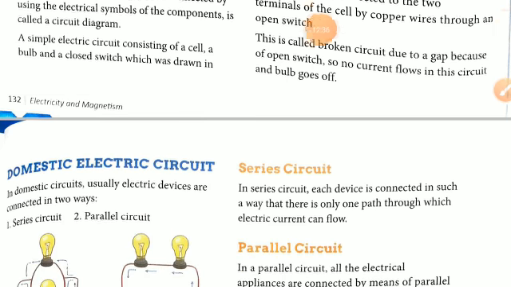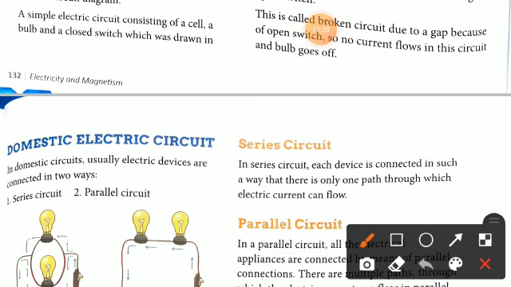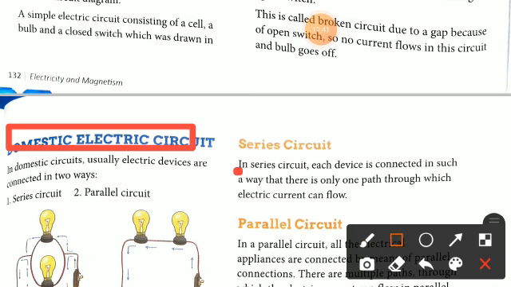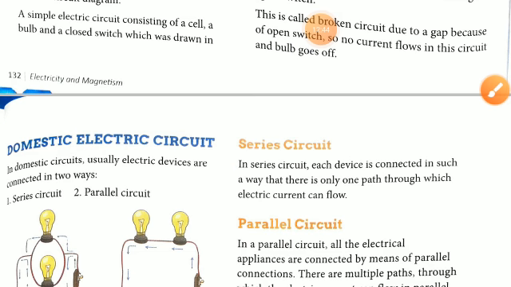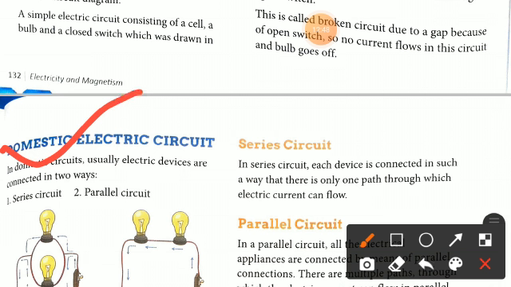Now we will move to the domestic electric circuit. Here you can see this is the topic we are now going to discuss. So in a domestic circuit, usually electric devices are connected in two ways. This is the important one. How will you connect the circuit in your homes? So there are basically two ways. The first one is the series circuit and the other one is the parallel circuit.